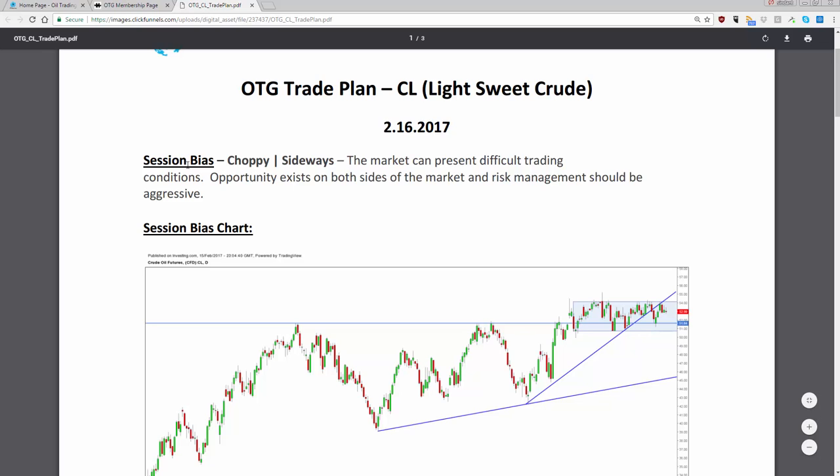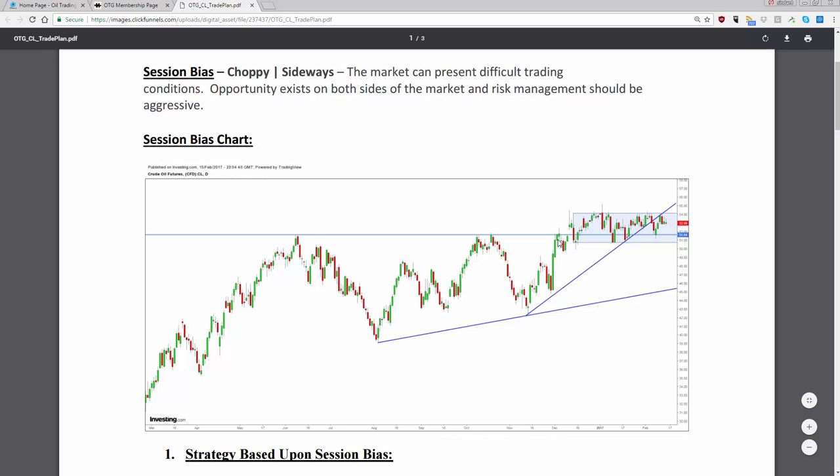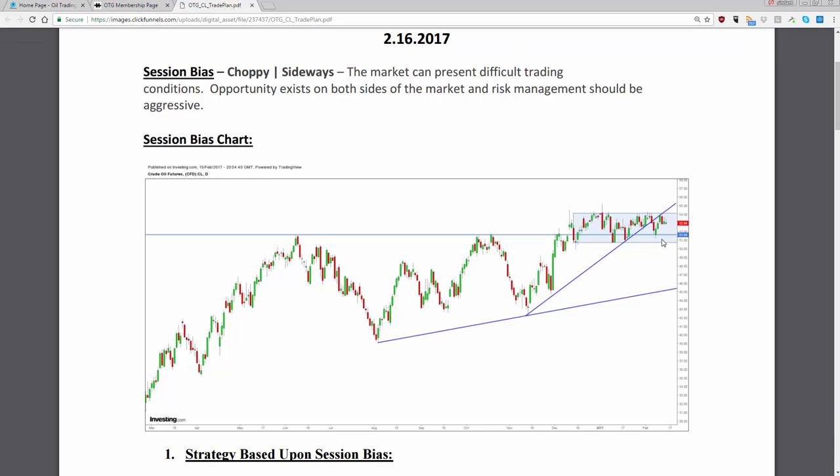Then we give you a chart explaining why we look at it in a certain way. The session bias is choppy to sideways. We talk about the market presenting difficult trading conditions, with opportunity on both sides. You can see from this daily chart why we feel this was going to be a choppy type session. We are in this narrow range, dating back all the way into mid-December, and we've just been back and forth. So clearly, the trading conditions have been choppy. In choppy trading conditions, you find places on the chart like retracements where you look to get short, or if it's been going long and it pulls back to the bottom of a range, you look to go long. That's the best way, until proven otherwise, to play choppy conditions.